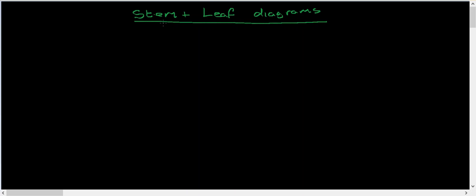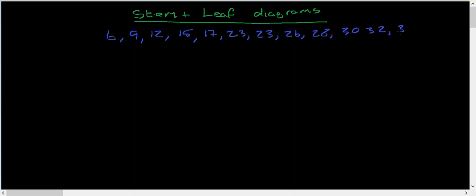So imagine we have this set of data. I'm just going to write down some numbers. So we have 6, 9, 12, 15, 17, 23, 23, 26, 28, 30, 32, 37, 41, 42, 46, and 53. So imagine this is your set of data, your data set.